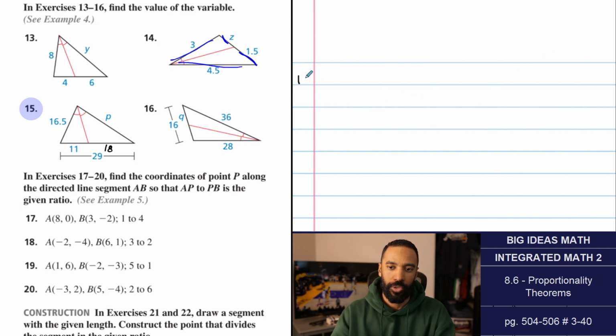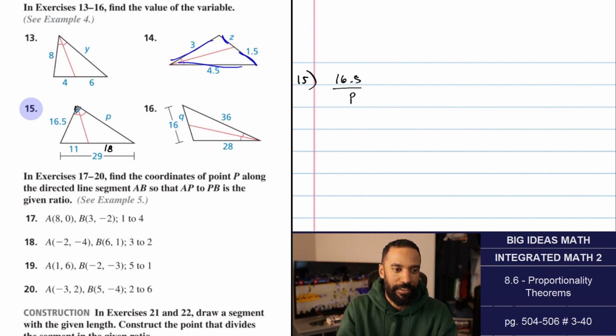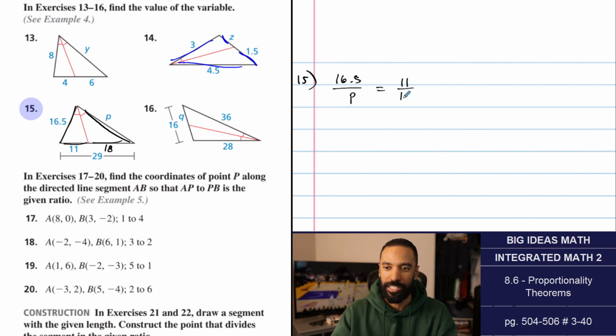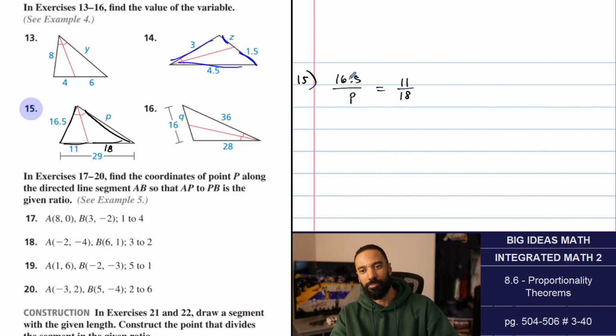So I can do, for number 15 here, something like 16.5 over p. That's those top parts of the left triangle and the right triangle. Now let's do the bottom parts of the left triangle and the right triangle. We will use that 18. 16.5 over p equals 11 over 18. And I regret not doing 16.5 over 11, because that would have reduced it to 3 halves.